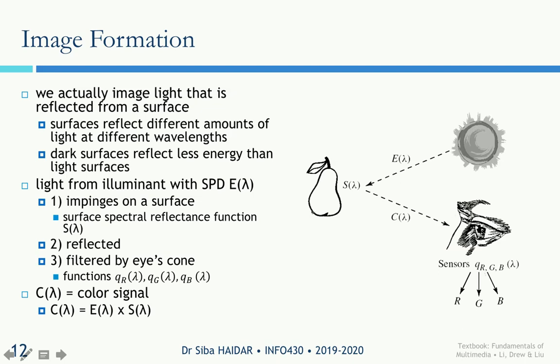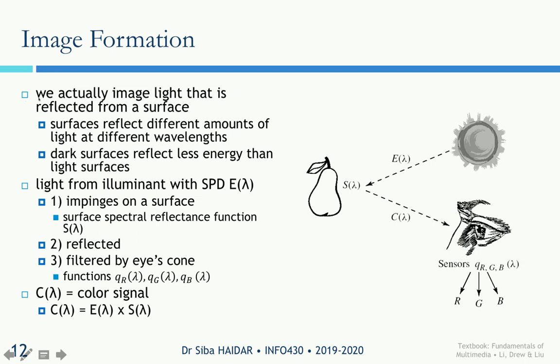The eye is looking at the pear to form an image. But in fact, we are not seeing the pear. We are seeing what the pear reflects to us. And the proof is, if there is no sun, the pear is always here, but we cannot see it. So what we see is the reflection and not the object itself.